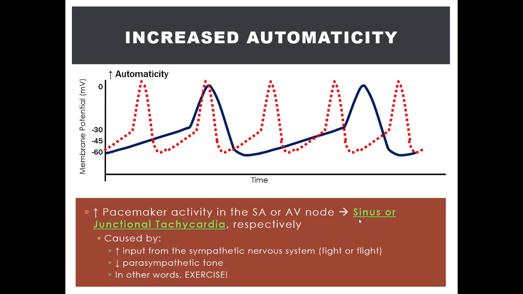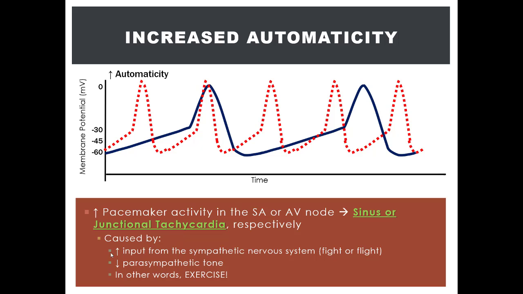Together with an increase in SA node activity, you have an increase in also AV node activity, which is referred to as junctional tachycardia. So what extrinsic mechanism causes increased SA node activity and thus an increase in heart rate? It is caused by changes in the autonomic nervous system. We should all generally know by now that the autonomic nervous system is comprised of two nerve subsystems. We have the sympathetic nervous system and the parasympathetic nervous system.